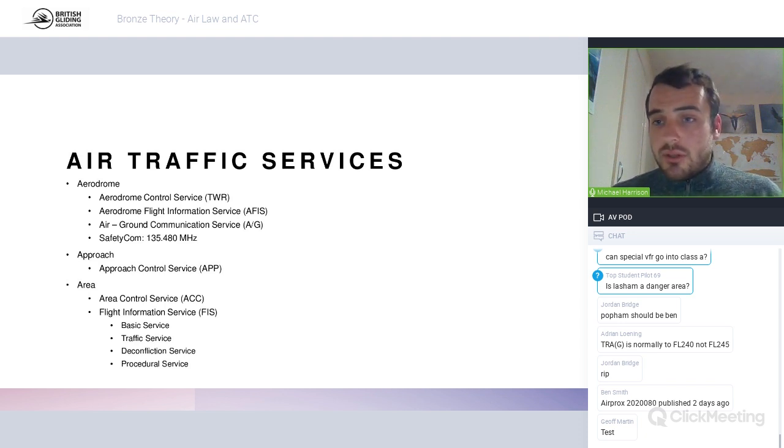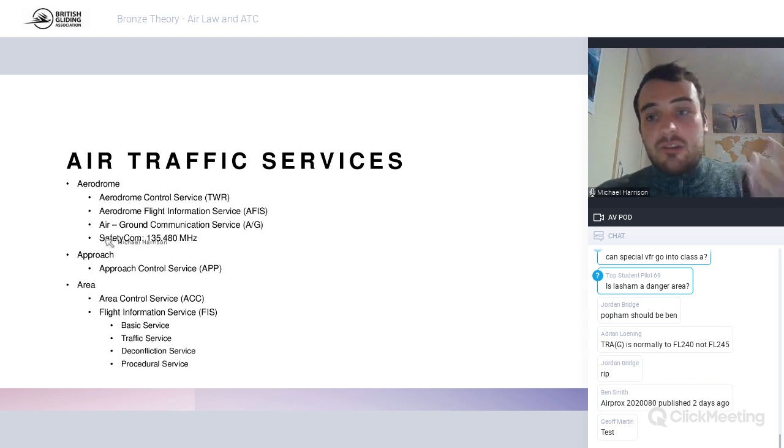If you go somewhere like Goodwood, they're a flight information service. They use Goodwood Information. They are an aerodrome flight information service. London Information is an area flight information service. The difference being aerodrome flight information services are provided at airfields, and an area flight information service is provided for pilots who are en route but don't need an air traffic control service.